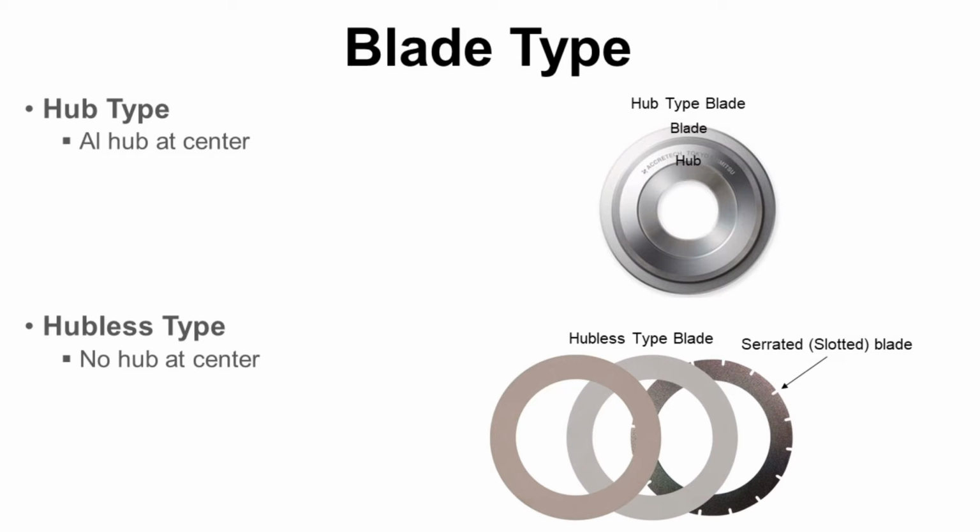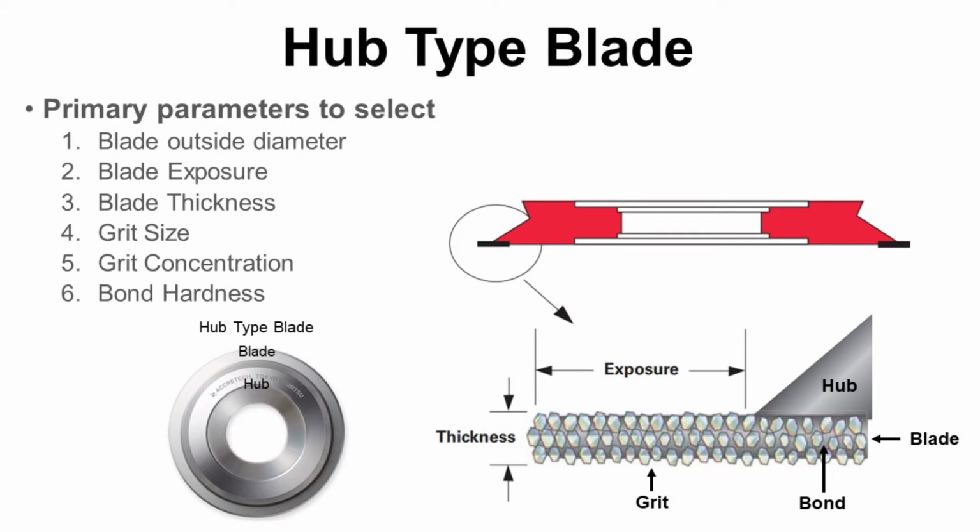Hubless type blade does not have hub at the center, means blade only. It is used for applications which blade cooling is more important and it shows better blade cooling. Serrated blade is also called slotted blade and it has a slot on blade for even more cooling. For hub type blade, we need to check some important items in the specifications to choose the right blade. Those are blade outside diameters, blade exposure, blade thickness, grit size, grit concentration, and bond hardness.